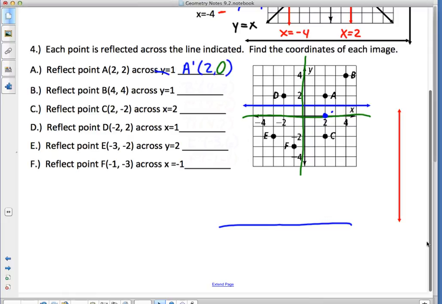So in this next one, I'm looking at B, which is 4, 4. B's up here, 3 units above the line. It's at 4, 4, 3 units above the line. 3 units below the line, it's actually at 4, -2. So my B prime is 4, -2.